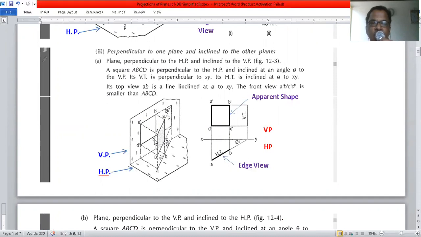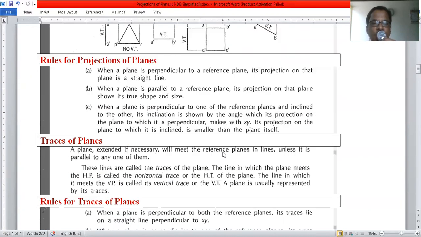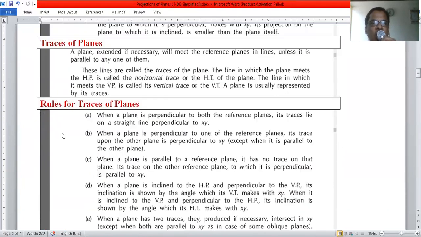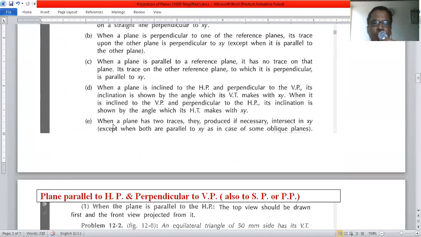Since this plane is inclined to VP, if I extend this way, this point is coming here, somewhere here. Similarly, the D and C points, when you extend, will come somewhere here. So if this plane is extended here, it will cut the VP also at one line. This one line is known as the vertical trace. So this is the vertical trace, this is the horizontal trace. These two traces are there for this plane. There are some rules and regulations for these planes, and we'll see them one by one.